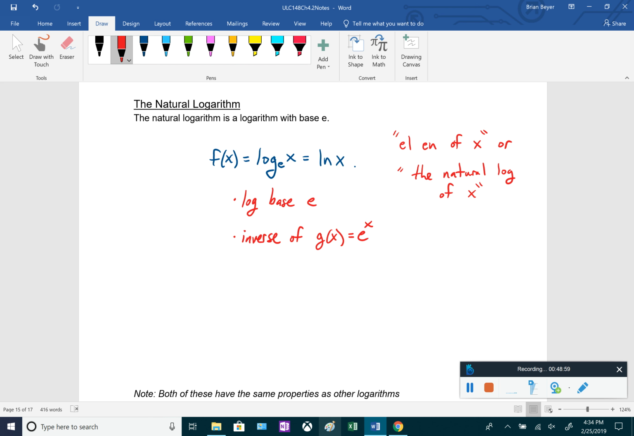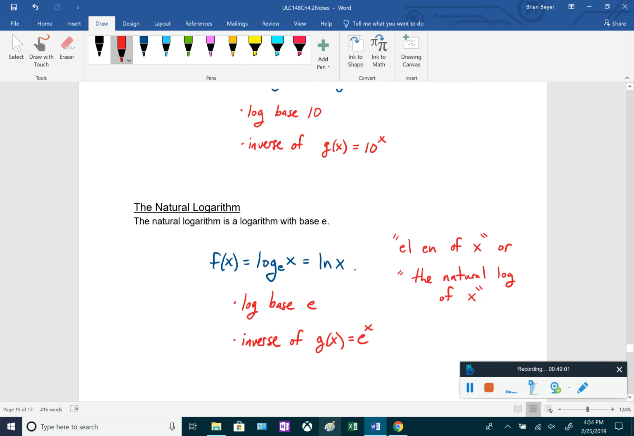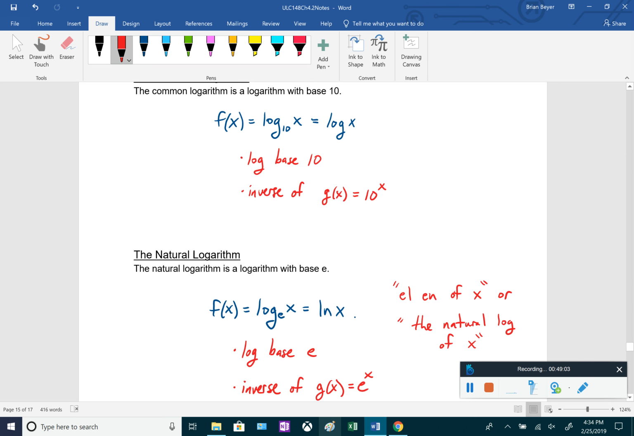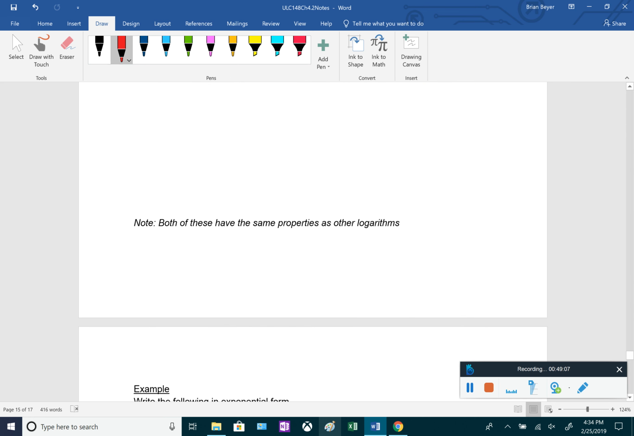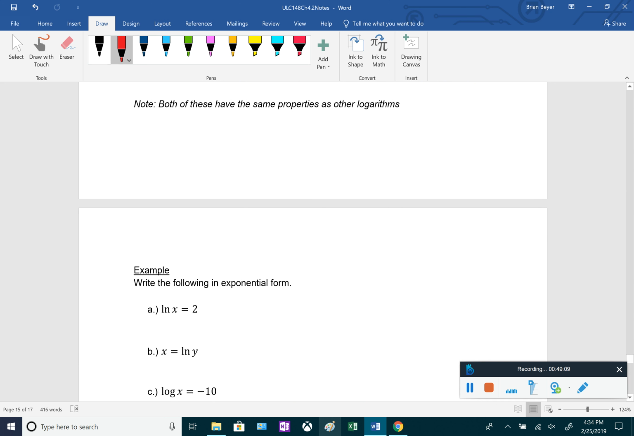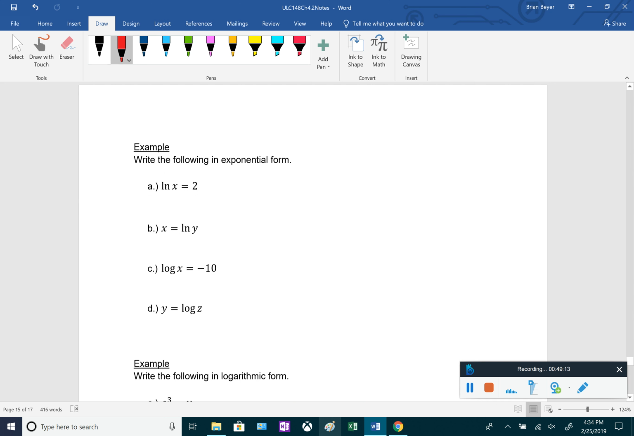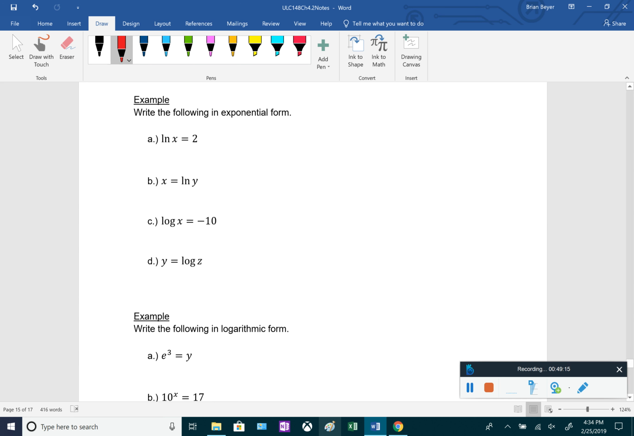Okay, so these ones are really, really important. They pop up a lot. So if you see ln of x, you know that it's base e. If you see log of x, you know it's base 10. And since these are just normal logarithms, they have the same exact properties as the other logs. So let's jump back here and go to converting between exponential form and logarithmic form, but using these different bases.